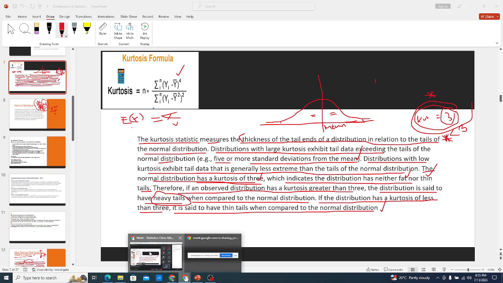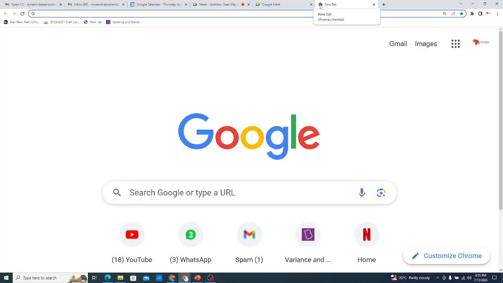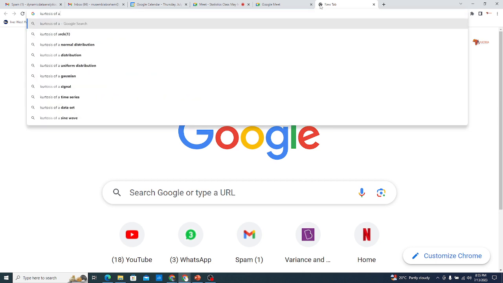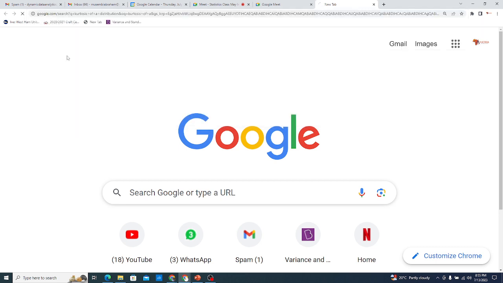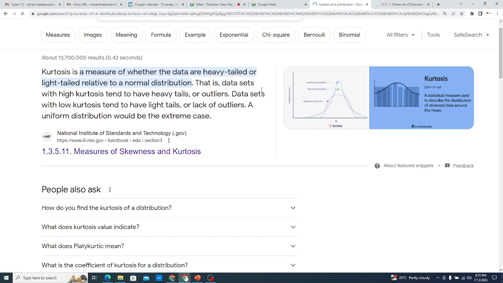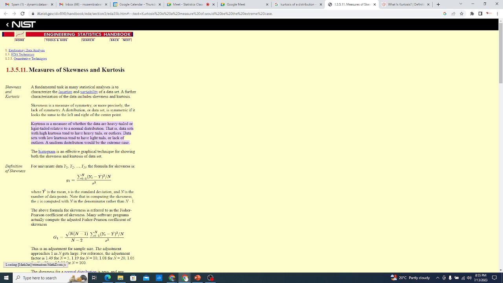Okay, let's check more illustration on kurtosis of a distribution. When we are talking about kurtosis, basically we are saying that kurtosis is a measure of whether the data are heavy tailed or light tailed. We are talking about the thickness of the tail.